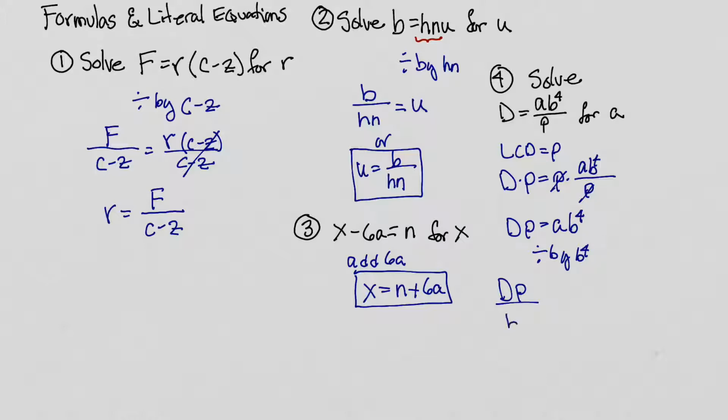dp over b to the 4th, that's now equal to a. And if you want to rewrite it so the a comes first, a equals dp over b to the 4th.